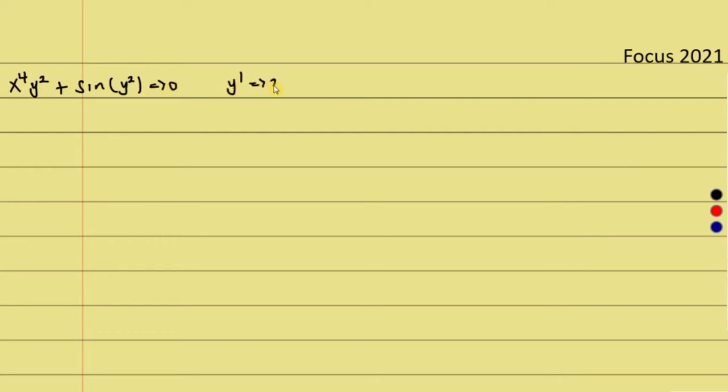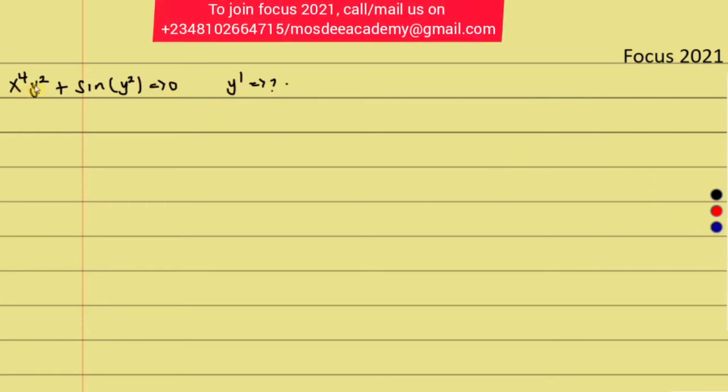Y prime is equal to. Now, from what we've discussed, these two are connected by the product rule. So what we do is just the same thing. We differentiate this one: x raised to the power 4 will give you 4x to the third power. Then you write the first one the way it was, that's y squared. Add, I'm using my product rule.